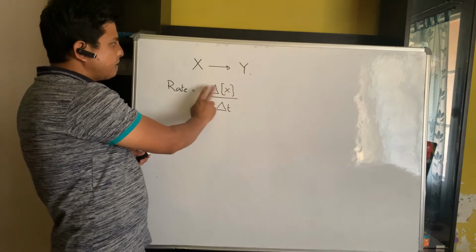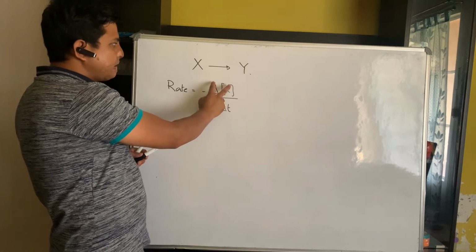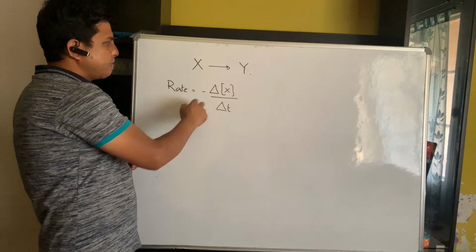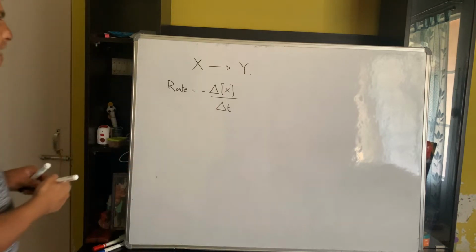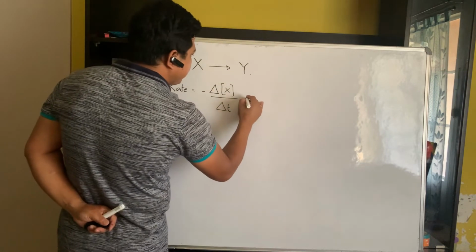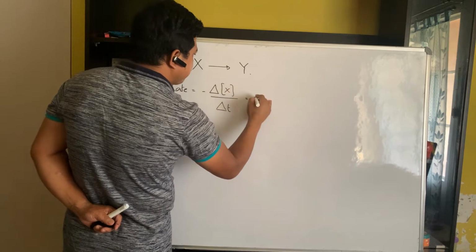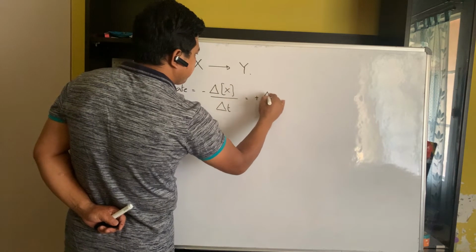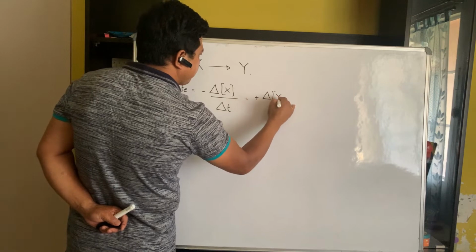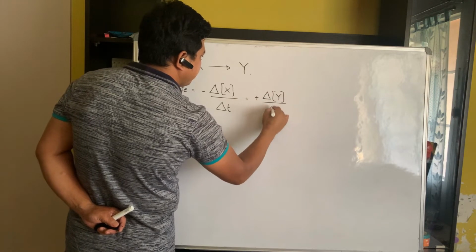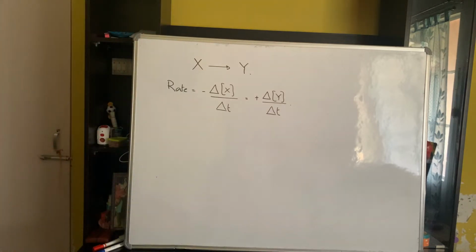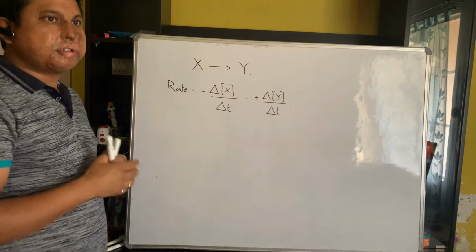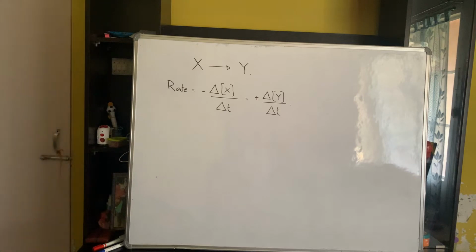So delta X is already negative, and this negative quantity multiplied by this negative quantity becomes a positive quantity. This has already been explained in the last class. And whenever we express the rate in terms of concentration of product, what do we write? We just write plus delta Y by delta T. So this is one of the simplest chemical reactions.